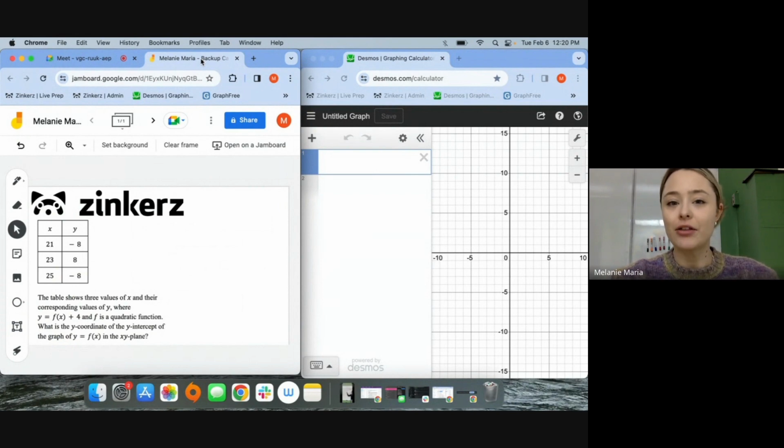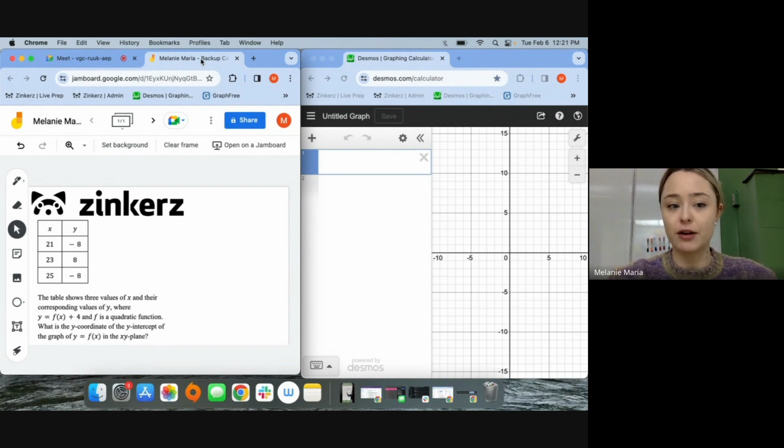Let's take a look at another digital SAT question and how we can use Desmos to help us solve it. This question says, the table shows three values of x and their corresponding values of y, where y equals f of x plus 4 and f is a quadratic function. What is the y-coordinate of the y-intercept of the graph of y equals f of x in the xy plane?